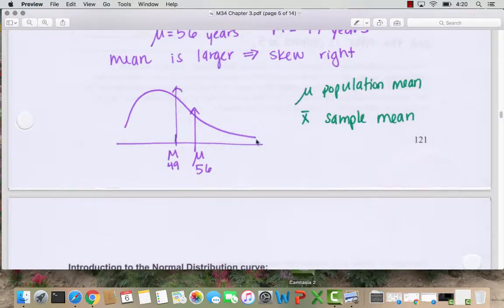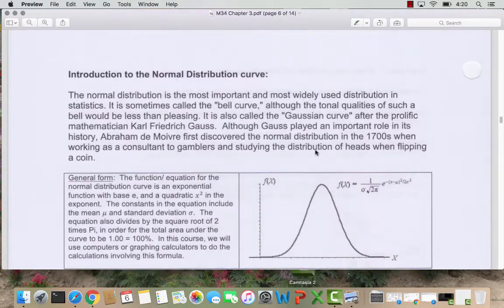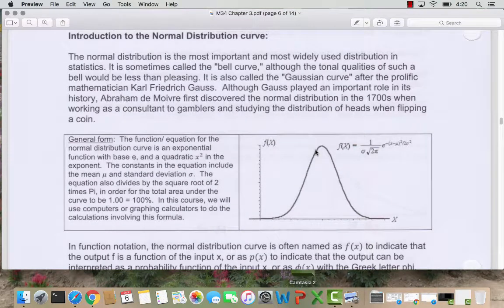And we're using mu for the population mean here. Remember, x bar is our notation for our sample mean. So this bell curve is known as the normal distribution or the Gaussian curve. You can take a minute and pause and read through this page about Carl Friedrich Gauss, who they named the curve after and call it the Gaussian curve.